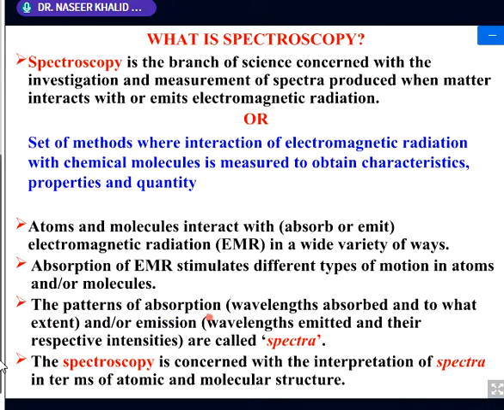Now, this pattern of absorption or emission is known as spectra. Spectra is the plural form. And spectroscopy is the science which deals with the study and interpretation of the spectra in terms of atomic or molecular structure. So at the atomic level and the molecular level, interpretation of the spectra, which is the trace of the absorption of different radiation, is known as spectroscopy. We are dealing with this spectroscopy in this class.